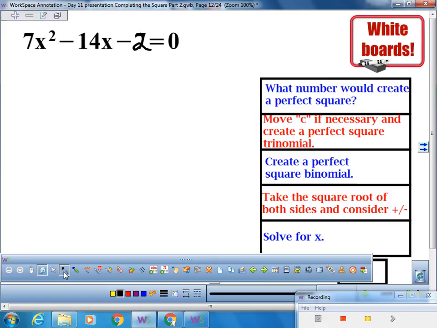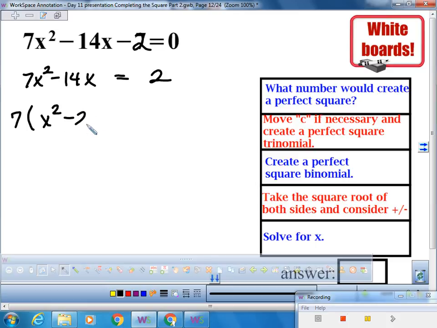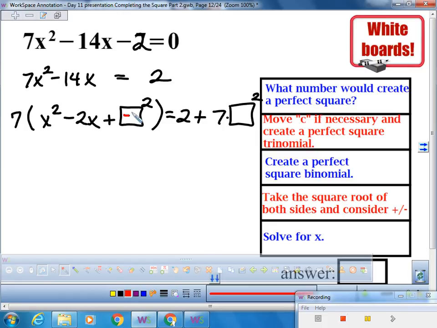Okay, so the first thing I was going to do is move that 2. So I have 7x squared minus 14x equals positive 2. Now I'm going to pull a 7 out. So I have 7 groups of completing the square: x squared minus 2x plus something squared equals 2 plus something squared. But I need 7 groups of that, just like the other side. Negative 2 divided by 2 is just negative 1, or negative 1 squared.